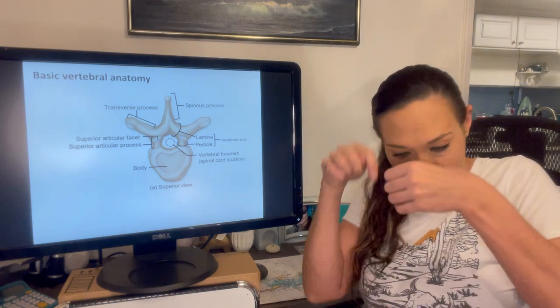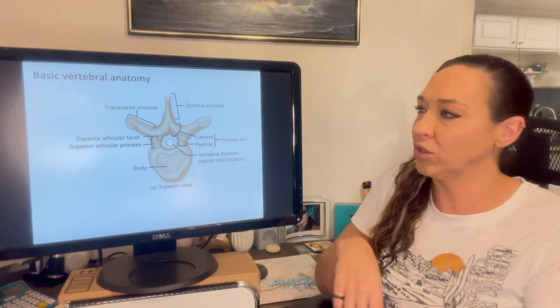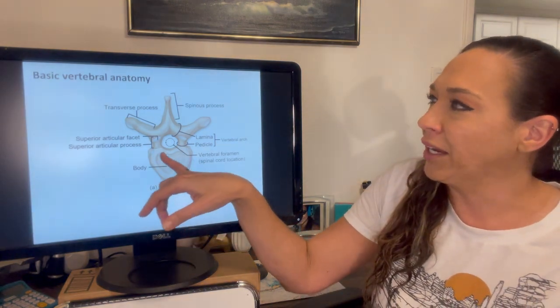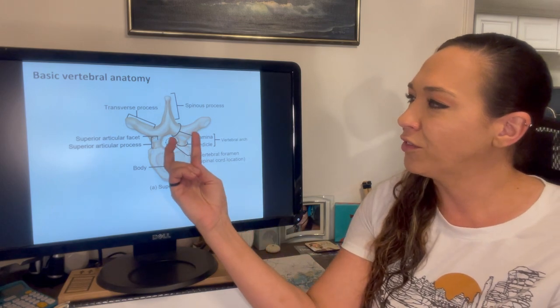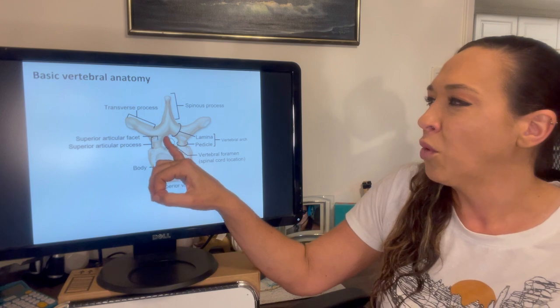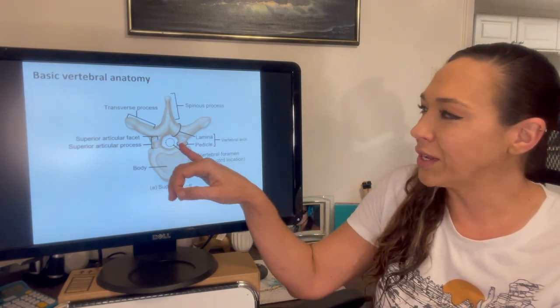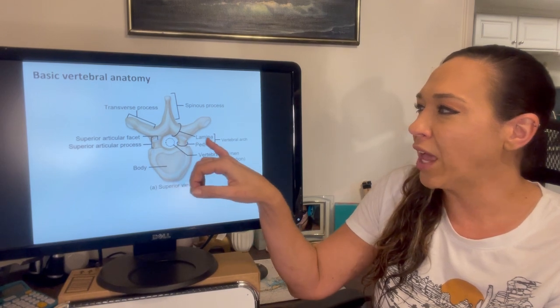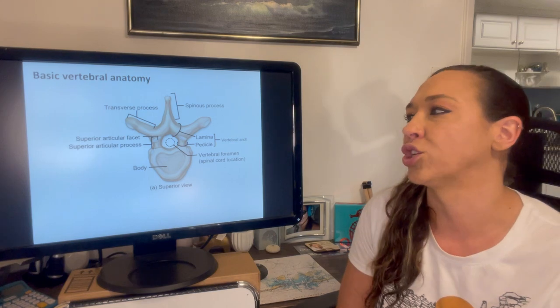So essentially what we're doing is looking straight down our vertebrae. If that was our vertebral column, we're looking downwards. This is the body of the vertebrae right here. You've got these two little facets sticking out right here. This is known as our articular process with the facet sitting at the end. This little section right here is known as the pedicle. The pedicle and the lamina together are known as the vertebral arch.